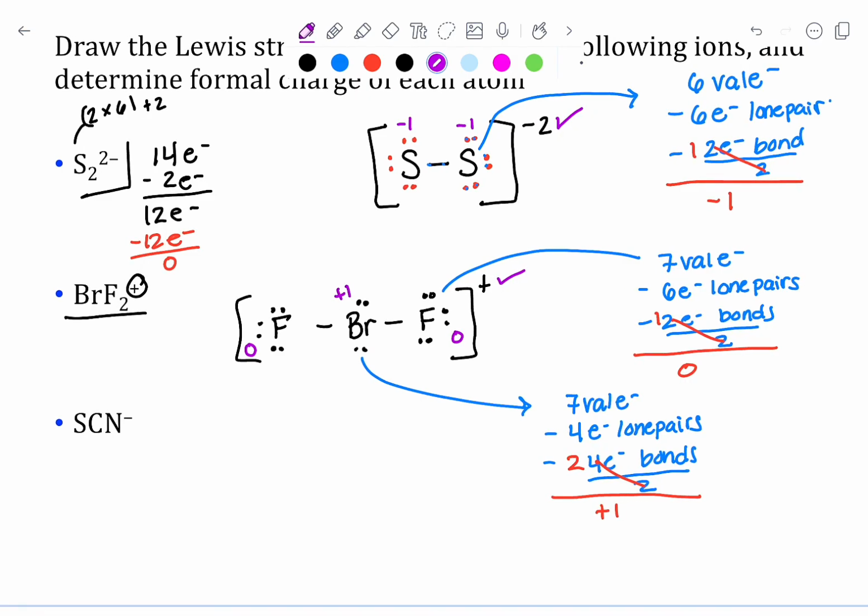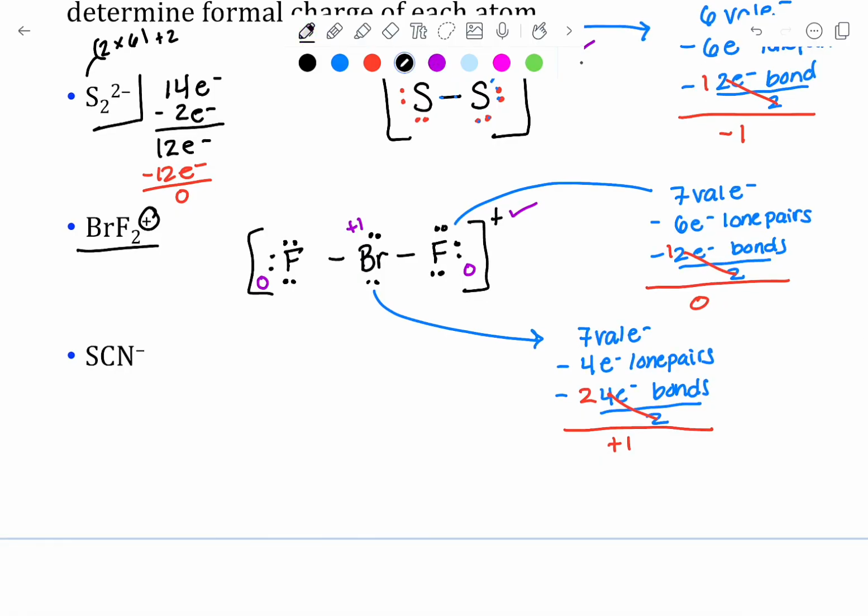Okay, let's do our last example here. For our Lewis structure for this one, we get S single bond C single bond N with lone pairs on the nitrogen and the sulfur. We need to complete our octet for our carbon, and so what we're going to do is donate our 2 lone pairs from nitrogen, and we'll see why in a second. SC triple bond N with a lone pair, and sulfur with lone pairs.